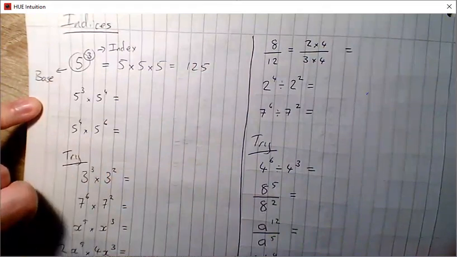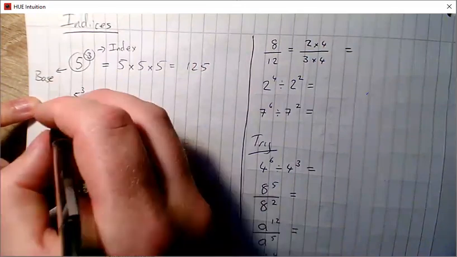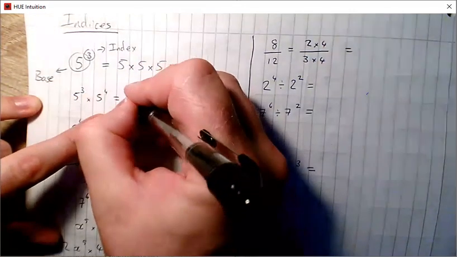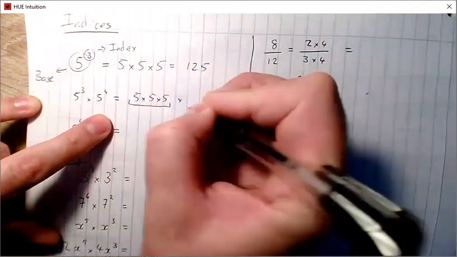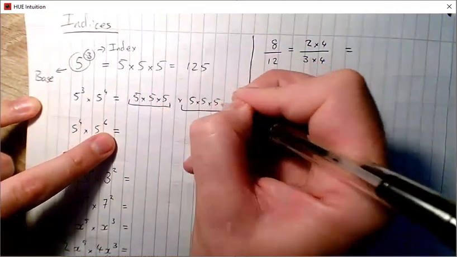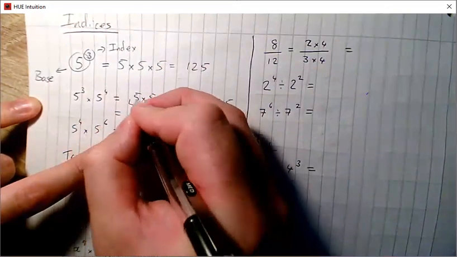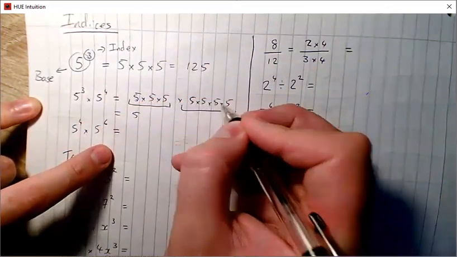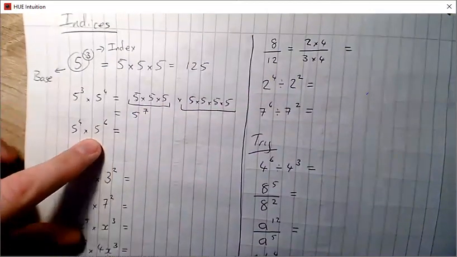If you were asked to multiply something like 5 cubed multiplied by 5 to the power of 4, what would you get? Well, if you write out 5 cubed as 5 by 5 by 5, multiplied by 5 to the power of 4, which is 5 by 5 by 5 by 5, you get 5 multiplied by itself 1, 2, 3, 4, 5, 6, 7 times. 5 to the power of 7. You give this second one a go yourselves, please.